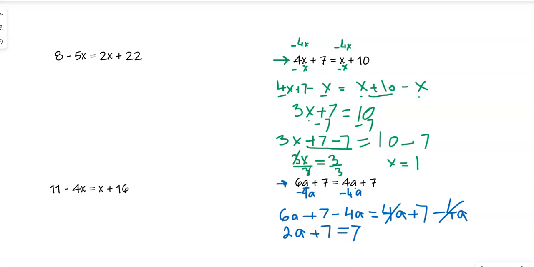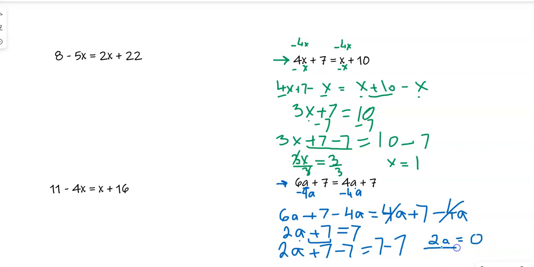Now, in order to reach a, first we have to get rid of this plus 7, right? So we're going to subtract 7 from both sides. So 2a plus 7 minus 7 equals 7 minus 7. So now on the left side we have 2a plus 7 minus 7 is 0 equals 7 minus 7 is 0. So now we have 2a equals 0.